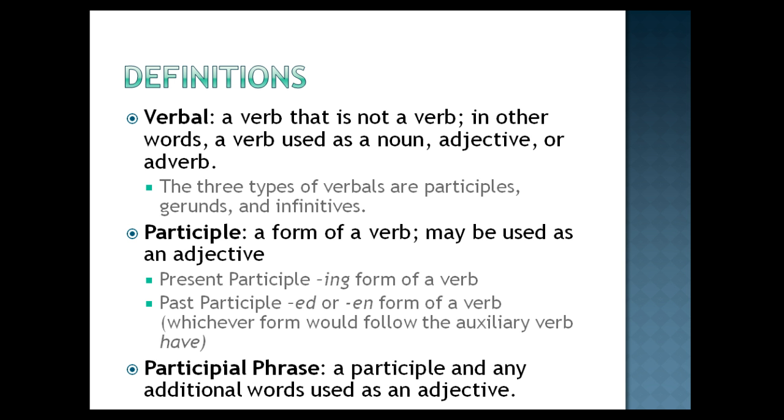A participle is a form of a verb. That's just what it is. It's a form of a verb in itself. But in this lesson, we're talking about it being specifically used as an adjective. It becomes a describing word.